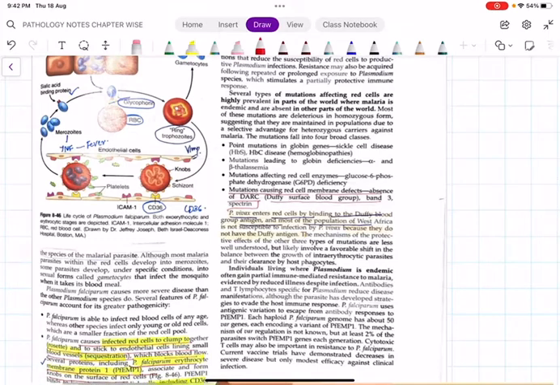Then these merozoites transform into sexual forms. Merozoites are asexual forms; they transform into sexual forms that we call gametocytes. These gametocytes will be picked up again by the mosquito. This mosquito will further infect other human beings. So this is the life cycle.